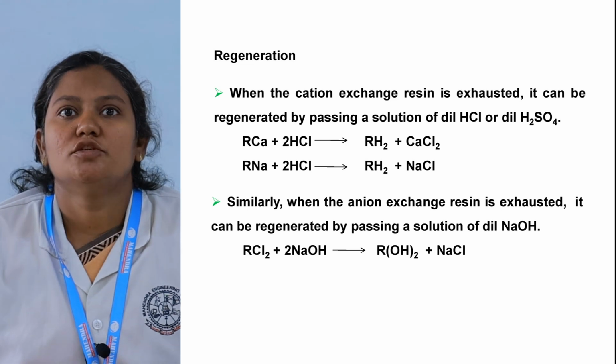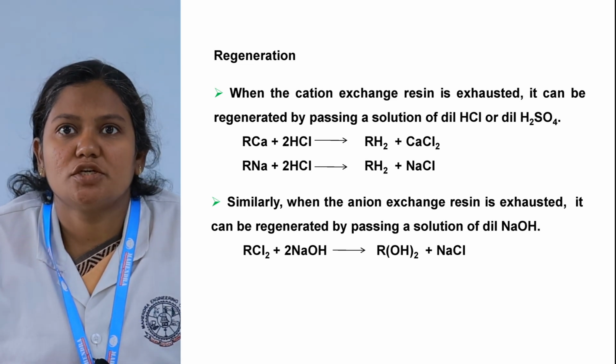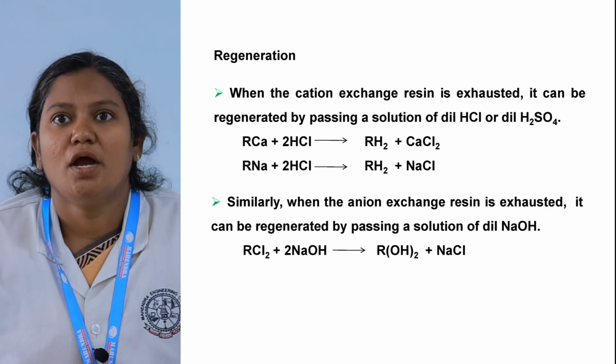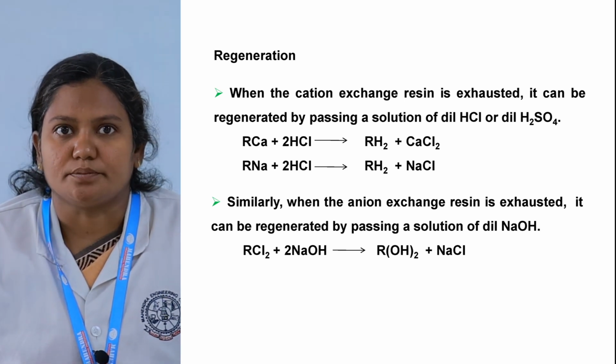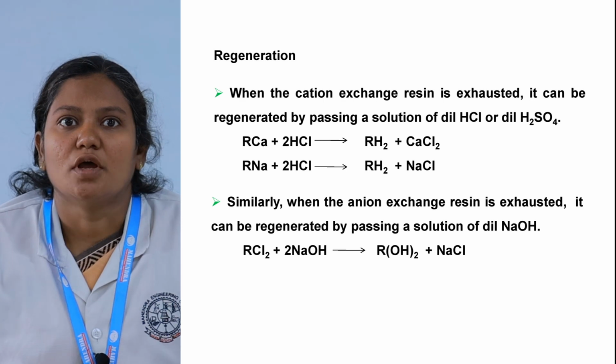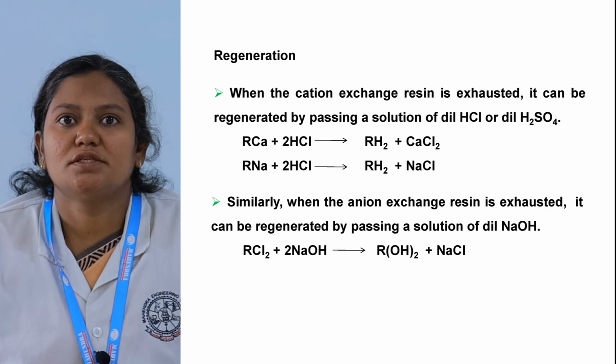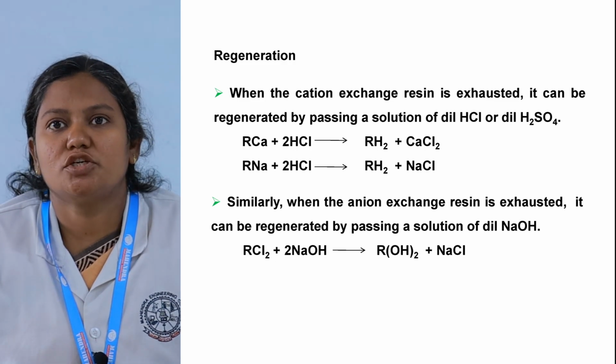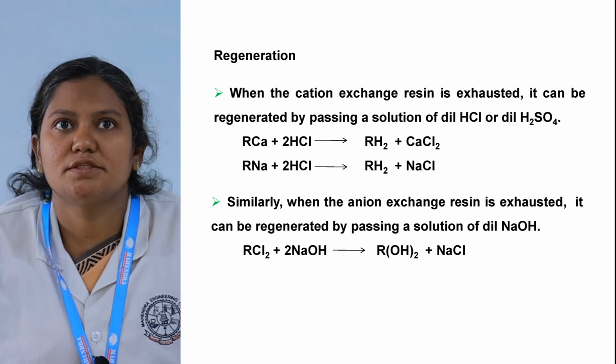Similarly, RNa salt plus HCl reacts to give RH2, again the cation exchanger, plus NaCl. Similarly, when the anion exchanger resin is exhausted, it can be regenerated by passing a solution of dilute NaOH, that is a base. RCl2 plus NaOH reacts to give ROH2, that is the anion exchanger resin, with removal of the salt NaCl.